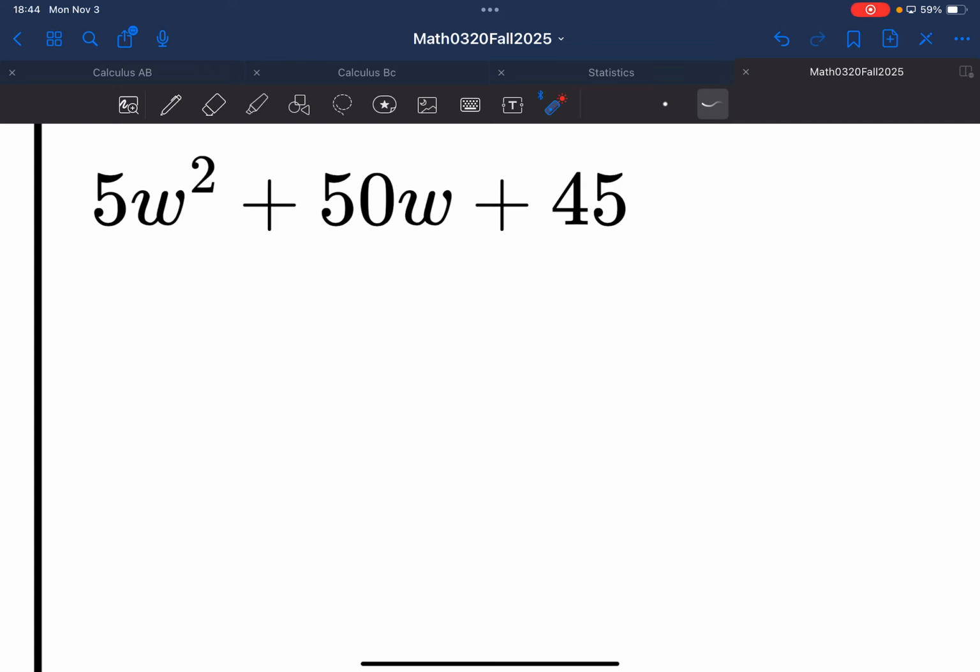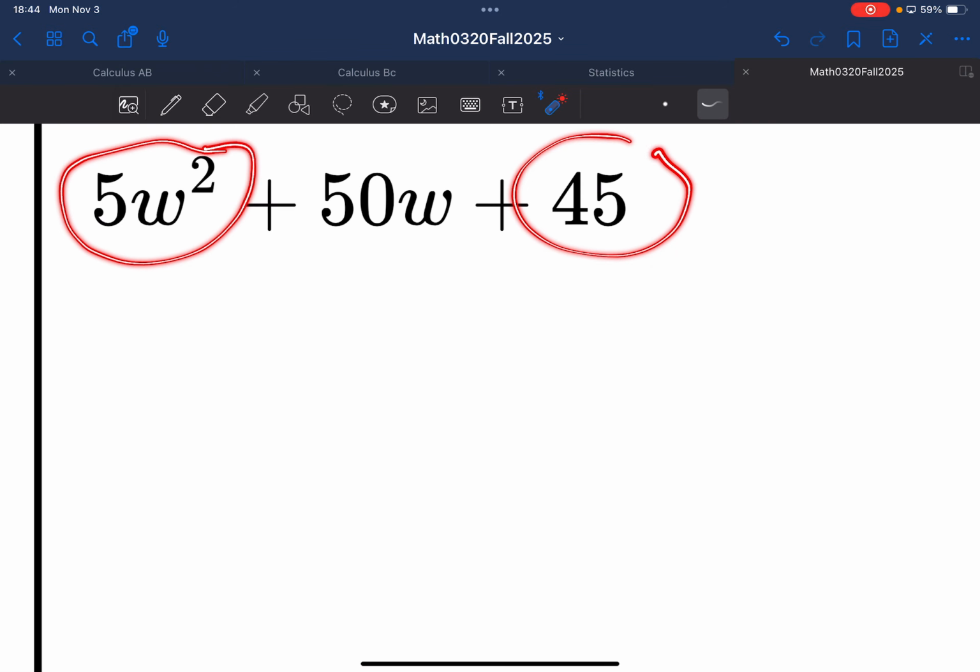So your very first thought should be, okay, let's look at my first and third terms. Can I take the square root of 5 and 45? No. We can't take the square root of 5. That's going to be a decimal. And you can test it on your calculator. Square root of 5, you'll get a decimal. Square root of 45, you'll get a decimal. That tells you you can't take the square root of it.